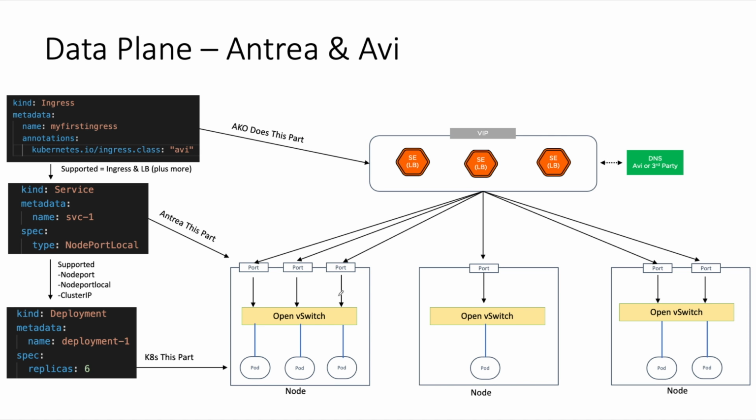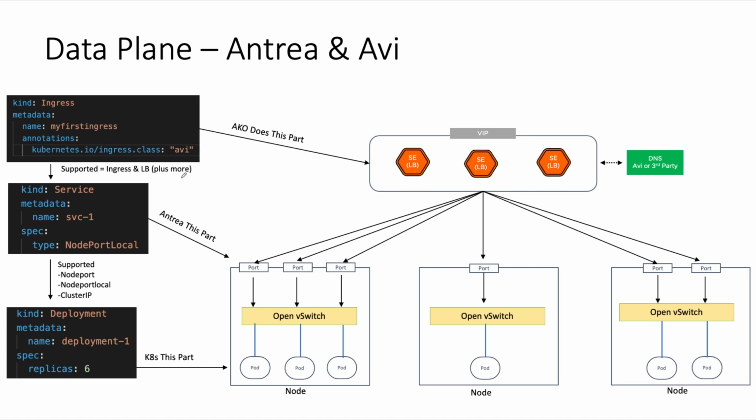To highlight what the Avi and Antrea solution looks like from the data plane perspective, we have those service engines that I mentioned that are sitting external to your cluster. So when I provision an Ingress or a load balancer, a VIP is going to be provisioned, and then from that VIP, we're going to be forwarding traffic down to the nodes, either to a node port or node port local, which is an interesting integration between AKO and Antrea that exists from a service perspective. There's also one called cluster IP, but you can use different services as the back end.